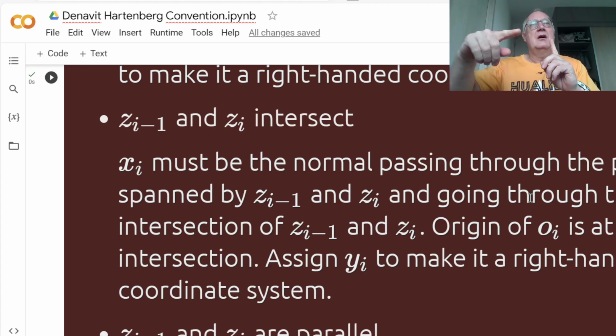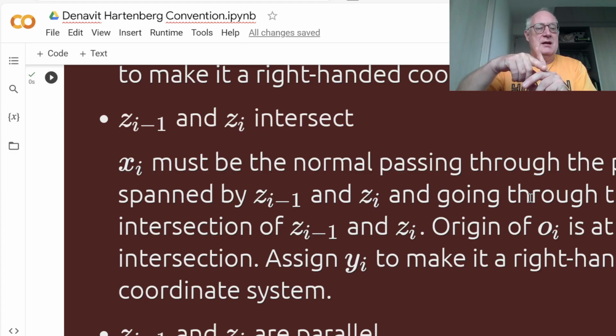Right? So the two z-axes are not parallel, but they actually intersect at some point. If they intersect, since xi must be perpendicular to both of them, the only choice for xi would be the normal to the plane established by zi minus 1 and zi. And that means that the origin is at that intersection point between the two z-axes, right? Because x must be perpendicular to those two.